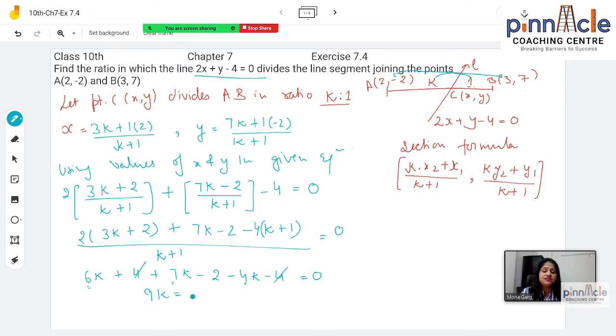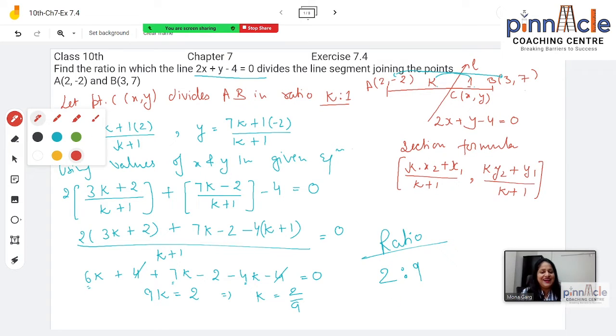So I will shift it on the right side. It will become plus 2. And I get the value k as 2 by 9. And you know, we get the answer. So the ratio in which the line 2x plus y minus 4 divides the line segment given by A, B is 2 is to 9. Yippee! We got the answer.